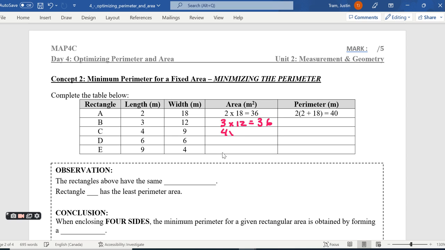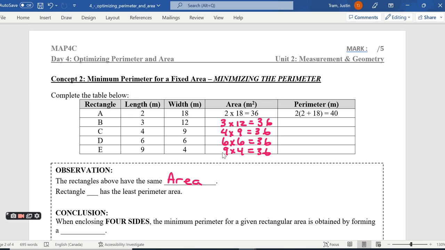4 times 9 is also 36. 6 times 6 is also 36. 9 times 4 is also 36. So all these rectangles have the same area.